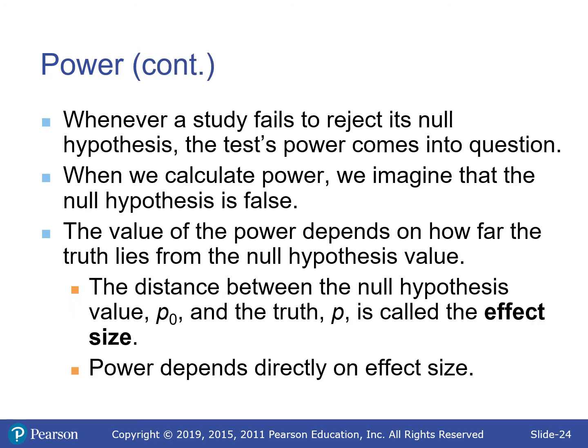When a study fails to reject the null hypothesis, the test's power comes into question, especially if we think that it should. When we calculate power, we imagine the null hypothesis is false, and I'll give you a little diagram of what we're doing here in just a couple slides. The value of the power depends on how far the truth lies from the null hypothesis value. The distance between the null hypothesis value p naught and the truth p is called the effect size. We've seen the effect size, and then the power depends on that effect size. It depends on that distance away from the mean.